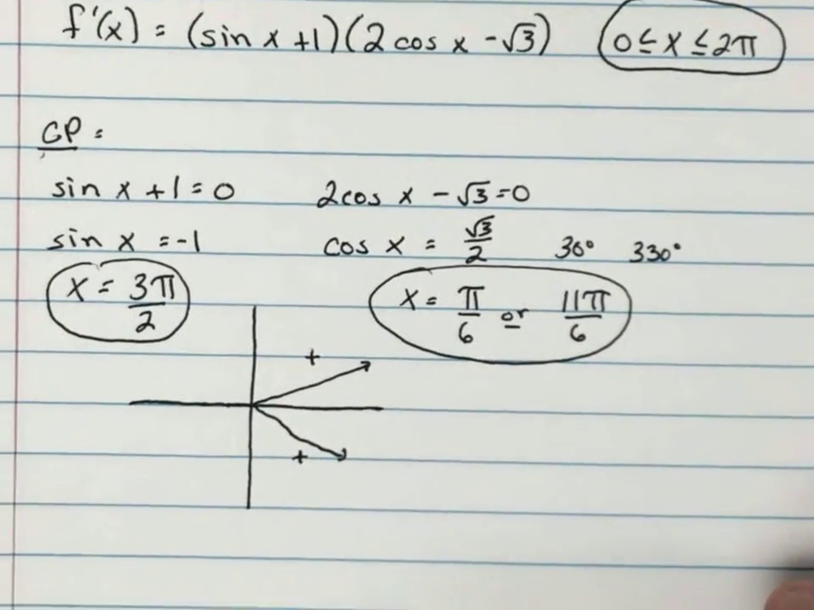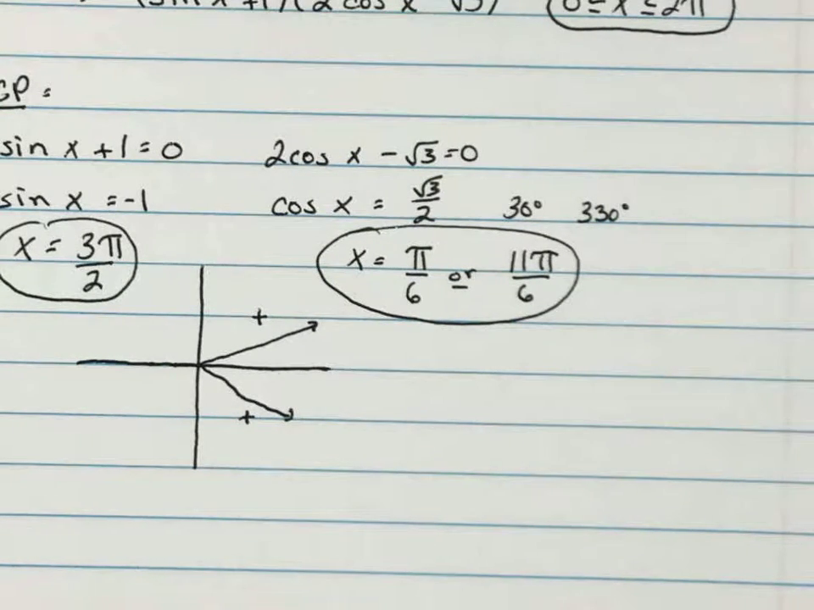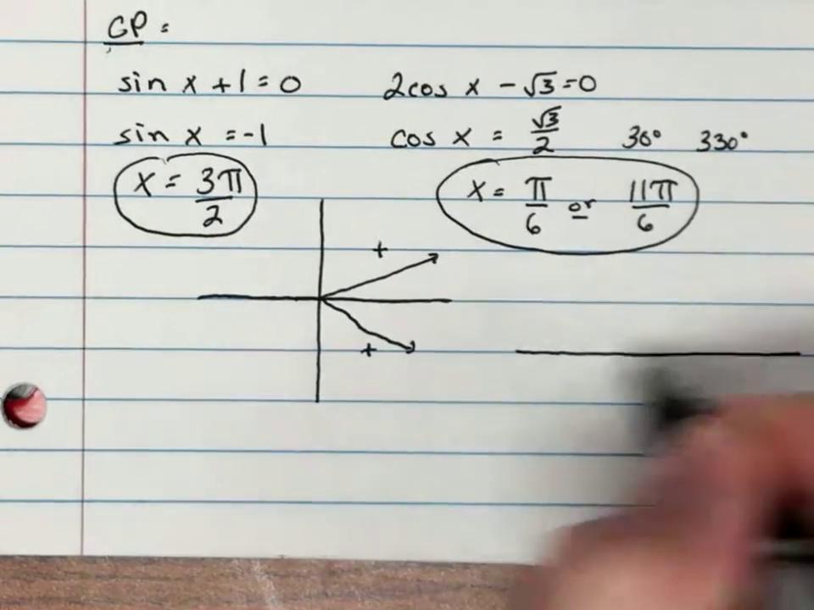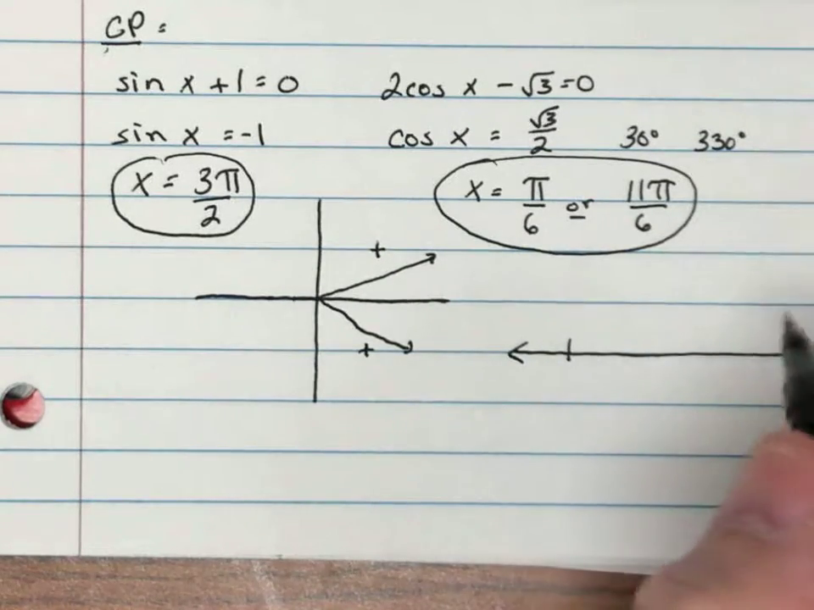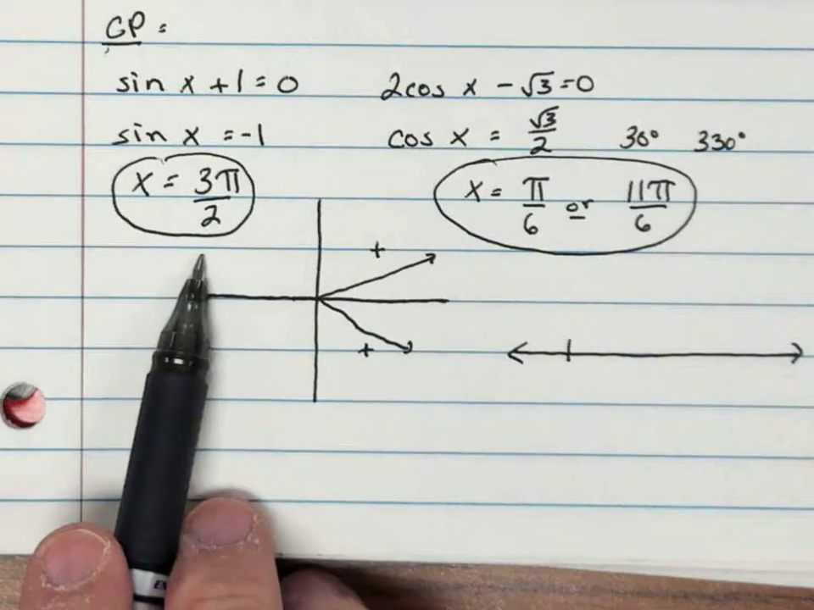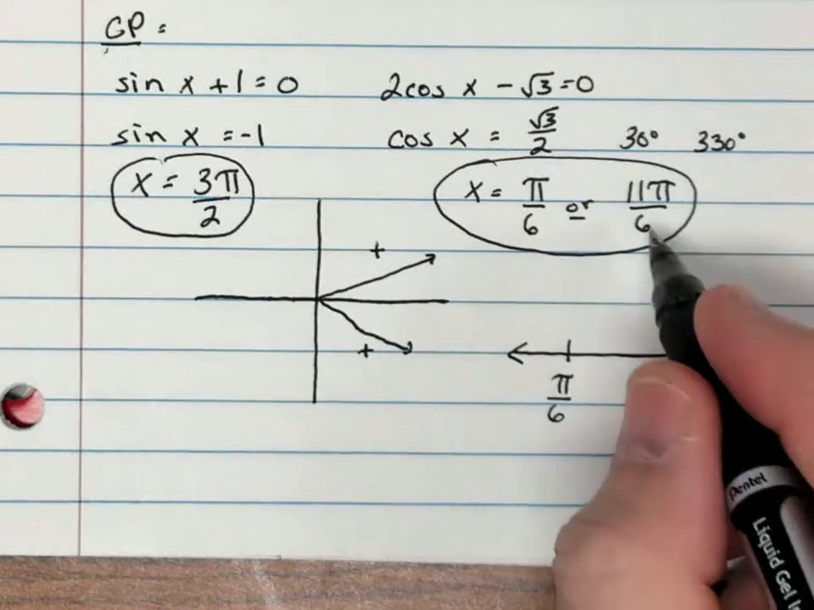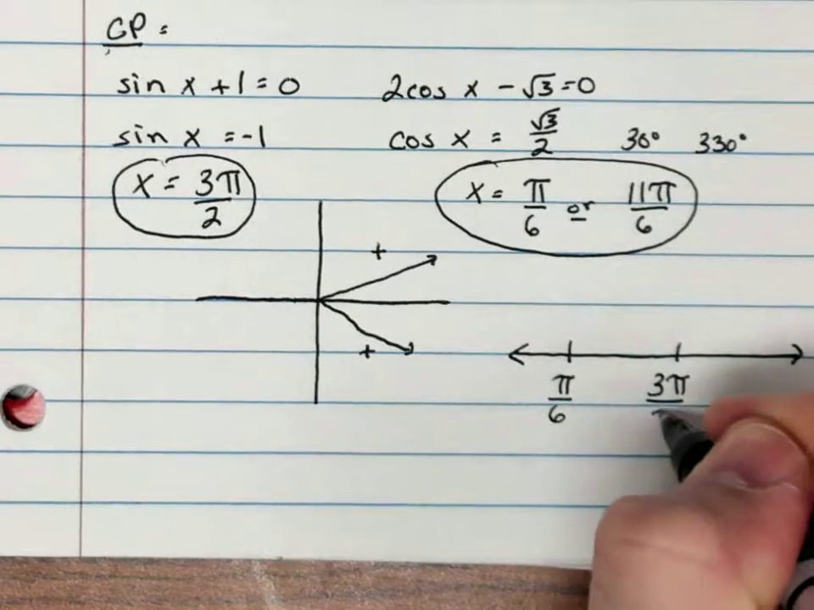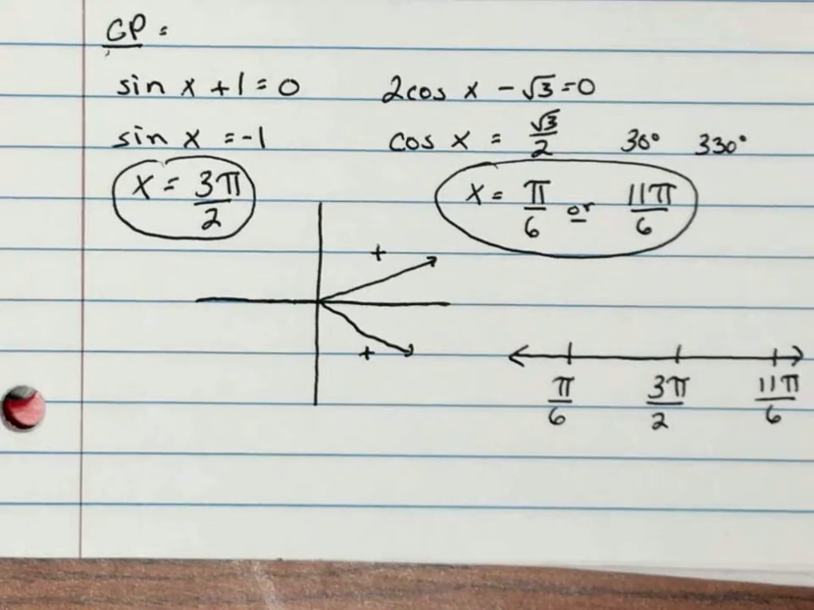Next part says, tell where the function is increasing and decreasing. So again, we check our critical values. And all you've got to do is plot those critical values. Make sure they're in order. Let's see, pi over 6 will come first because that's 30 degrees. This 3 pi over 2 is 270 degrees. That'll come next. And 11 pi over 6 will come last.